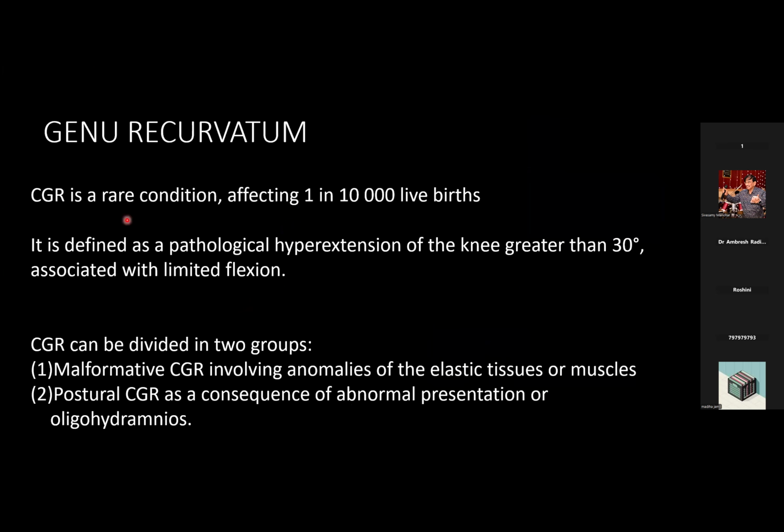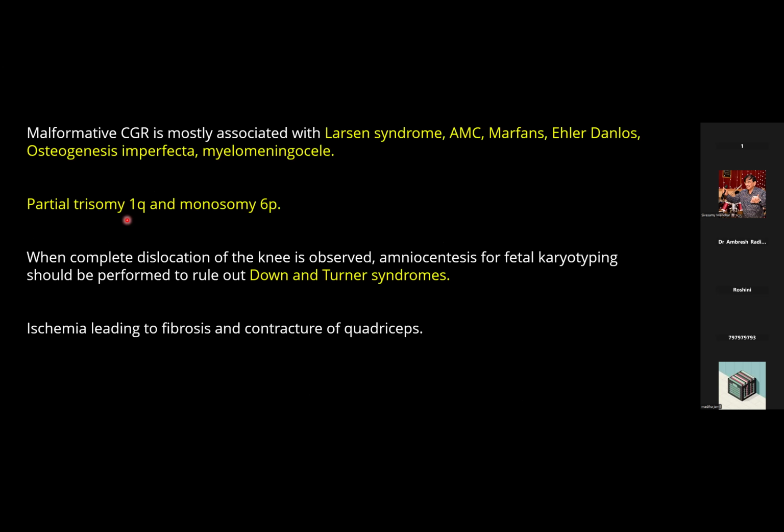Moving on to the next abnormal alignment, genu recurvatum. It's a rare condition affecting 1 in 10,000 live births. It is defined as a pathological hyperextension of the knee greater than 30 degrees associated with limited flexion. It can be divided into two groups. It can be because of malformations involving anomalies of the elastic tissues or muscles, or it could be postural as a consequence of abnormal presentation or oligohydramnios. It can be associated with multiple syndromes, particularly arthrogryposis multiplex congenita, myelomeningocele, Down and Turner syndrome. Ischemia leading to fibrosis and contracture of the quadriceps is the pathology behind this abnormality.